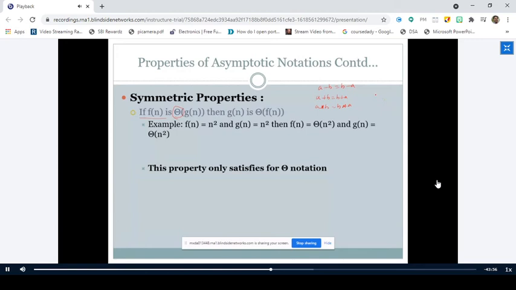No, sir. Minus is not symmetric. So if you take f of n and g of n, if f of n is theta of g of n, then g of n is theta of f of n. What is this property called? Symmetric property. Remember that this symmetric property is satisfied only by the theta notation. So it cannot be applied to big O and it cannot be applied to omega. Is it clear?